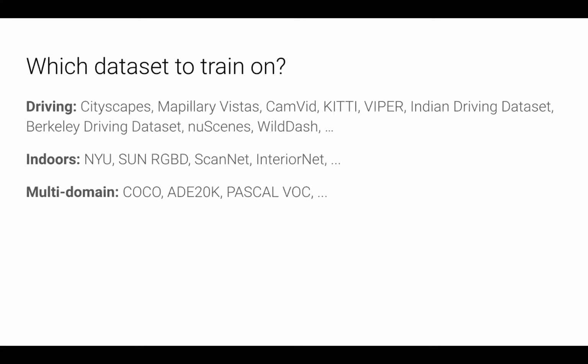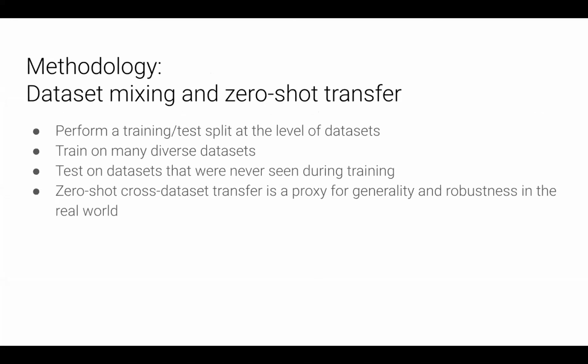And so the methodology we pursued in our work, which we presented at CVPR back in June, was to basically use dataset mixing and zero-shot transfer. So we're going to perform a train-test split, not within a data set, which is the prevailing idea, but instead at the level of data sets.